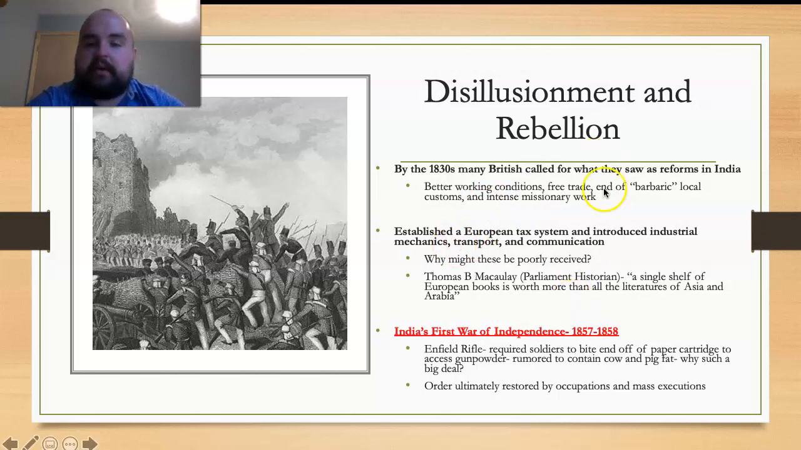For example, remember, many British called specifically for the end of what they saw as barbaric local customs. So even though this might arguably benefit India by introducing more modern mechanics, many felt that the British were overly influencing them and, again, sort of wiping out their culture. This helped lead to India's first War of Independence from 1857 to 1858. Interestingly enough, this revolution was actually caused by a rifle that was produced. The Enfield rifle, which had been produced during the 1850s, required soldiers to bite off the end of a paper cartridge to access the gunpowder.